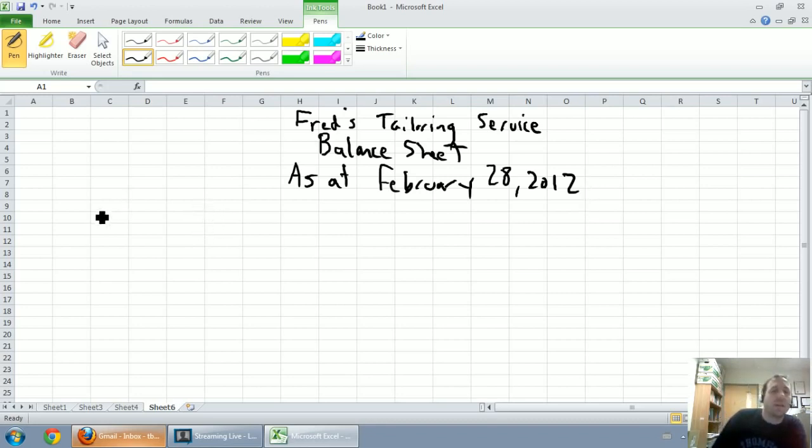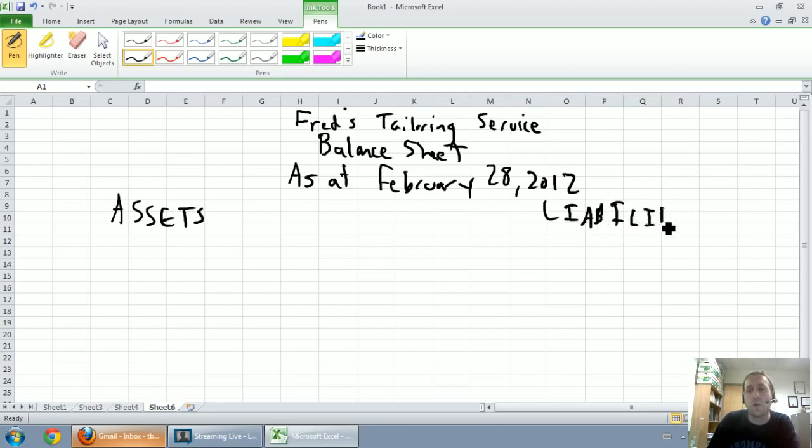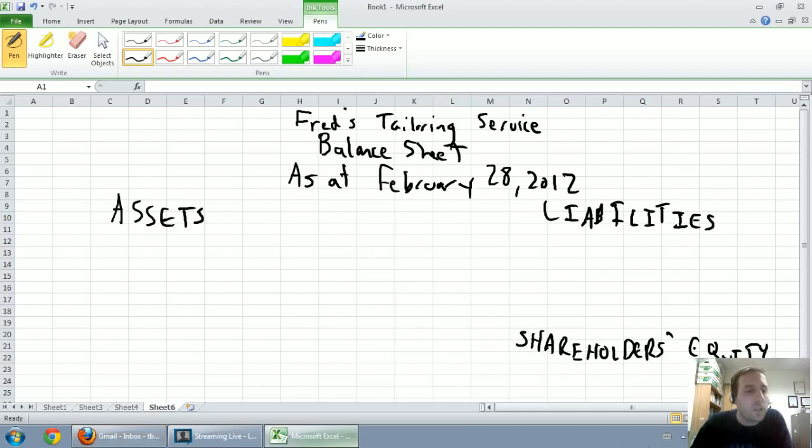Okay, so as we said, this is the summary of assets, liabilities, and shareholders' equity. So the way I lay it out is a little bit different from most instructors in most textbooks. I make the students list all the assets out on the left-hand side of the balance sheet, all the liabilities, and shareholders' equity accounts are going to go on the right. Sorry about my penmanship. Okay, so let's start with our assets.